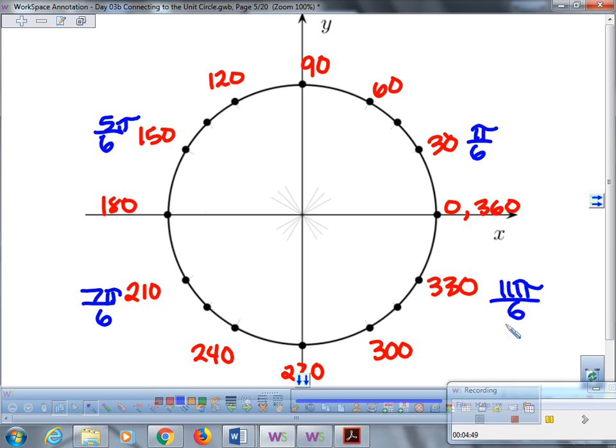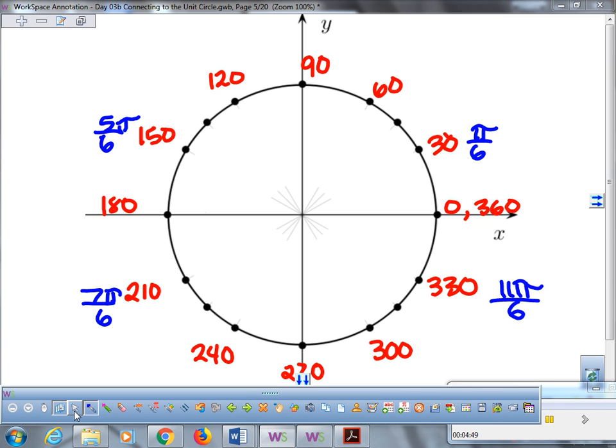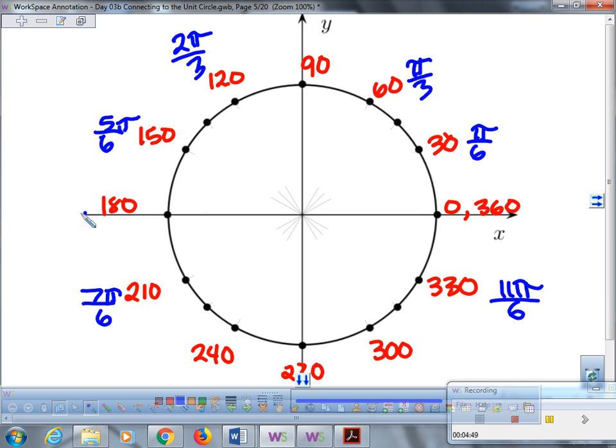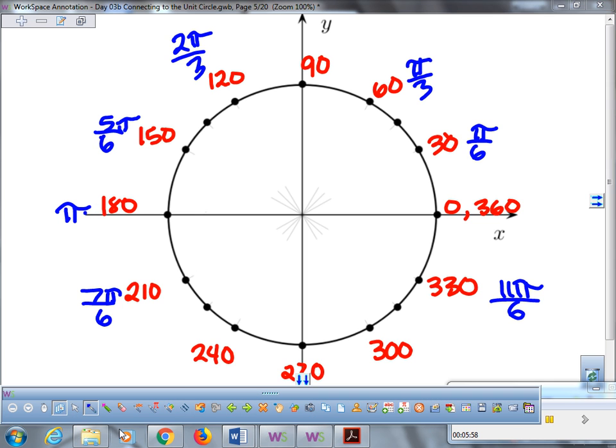Now I'm going to do my butterflies. I might as well leave my butterflies in the same color. Pi over 3. 1 pi over 3. 2 pi over 3. This is 3 pi over 3. Oh, I never put my pi here. Let's put pi there. 3 pi over 3. 4 pi over 3. 5 pi over 3.